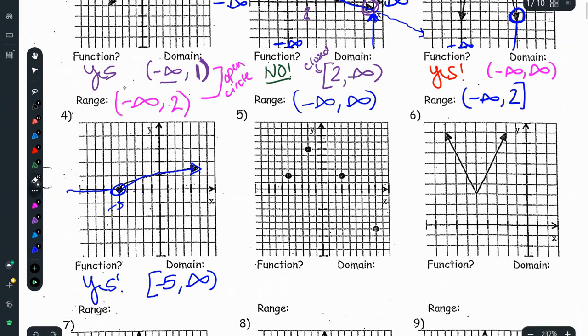For the range, we go bottom to top. So from the bottom, the first place I hit a point is right here, and the y coordinate of that point is 0. And then as I follow my curve, I've got an arrow, so that means it's going to keep slowly getting bigger forever, even slower than that actually, but it slowly gets bigger forever. So we have an infinity.